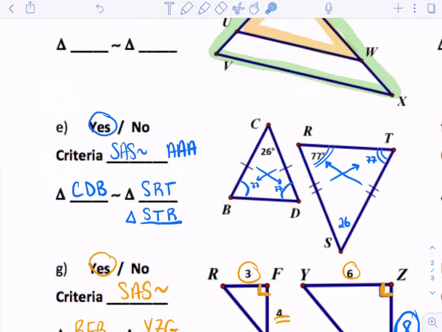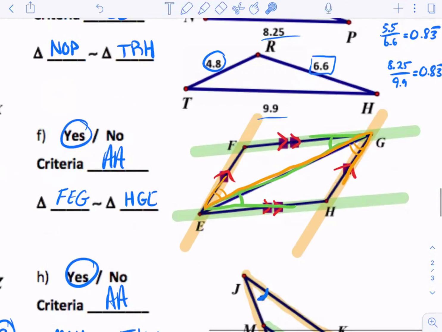For E, I recognized that I had isosceles triangles, so I found the remaining angles of the triangle knowing that. And if you did that, you can get angle, angle, angle, or you could recognize that it's side, angle, side, because if they have two congruent sides here and two congruent sides here, that means the ratio from this side to this side should be the same as this side to this side, which makes this statement a little bit hard to write because it could either be written as SRT or STR when you're talking about it corresponding to triangle CDB.